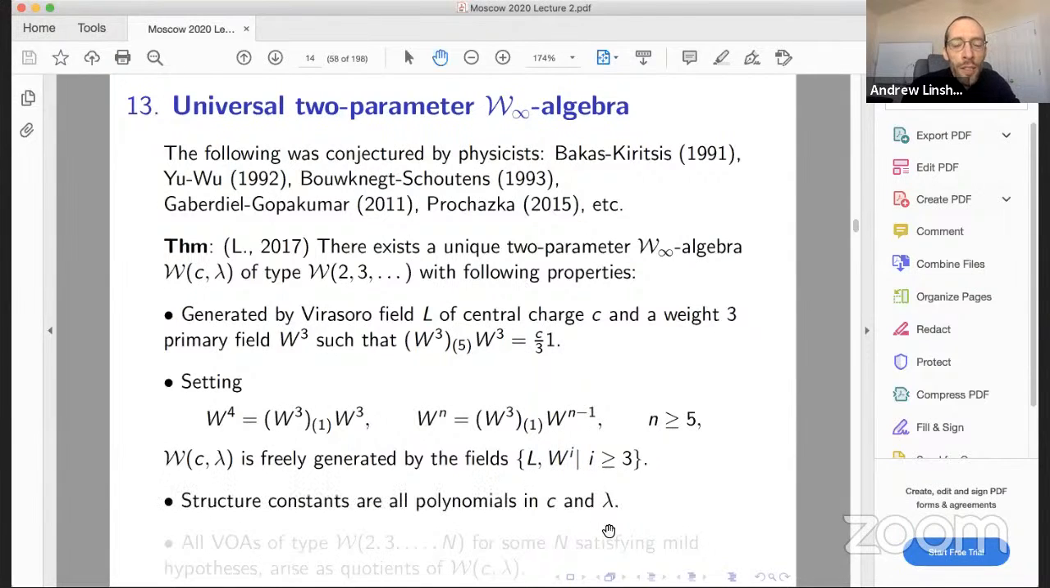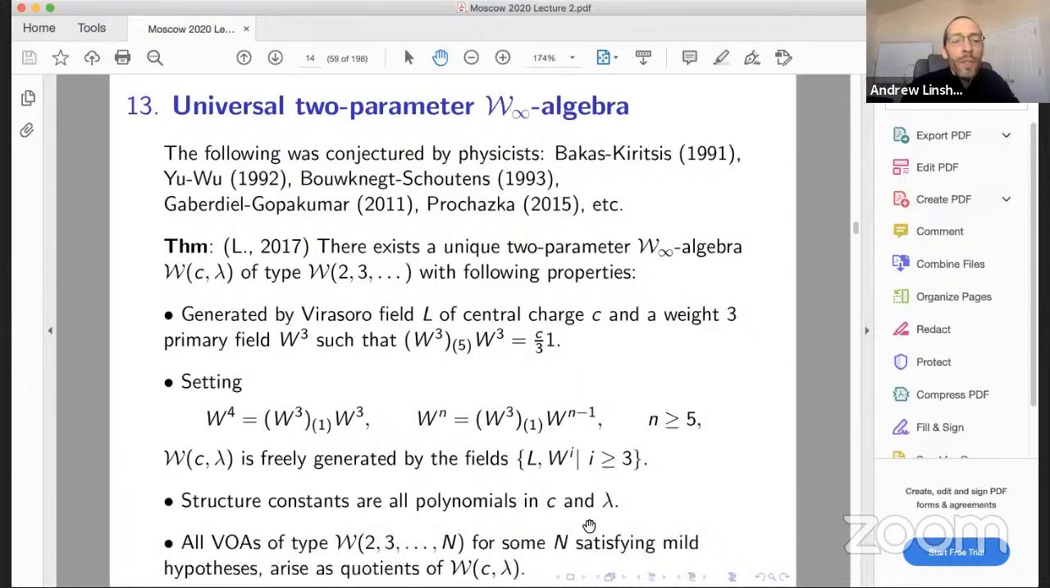The structure constants, so these close non-linearly. The structure constants are all polynomials in C and lambda. And it has the property that all vertex algebras of type W(2,3,...,n), satisfying some mild hypotheses, will all arise as quotients of this algebra. So this algebra classifies VOAs of this type.